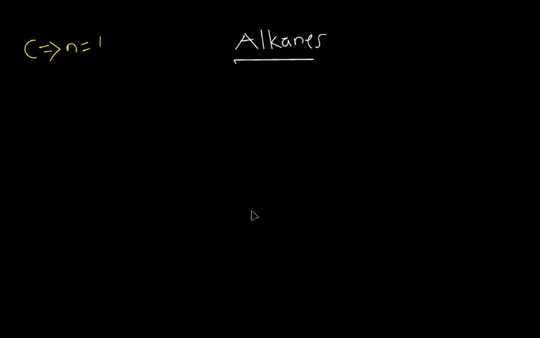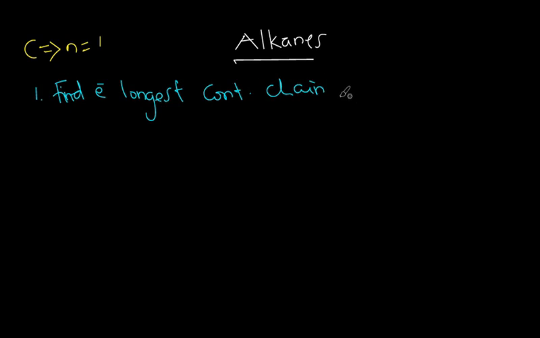So now that we are a little bit conversant with what alkanes are and how their structure and geometry are, let's have a look at the nomenclature of alkanes. The first thing you want to note when you are naming an alkane is to find the longest continuous chain, or the parent chain.